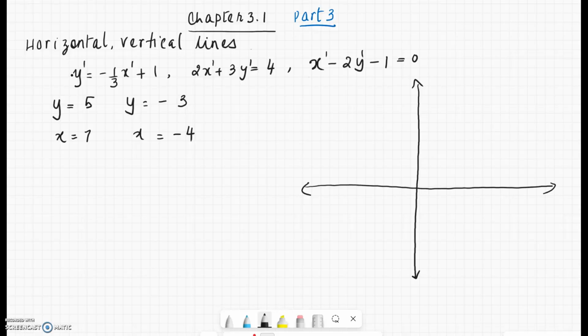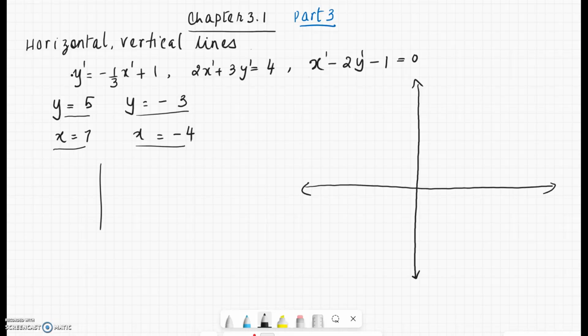In each of these, for example, look at y equals 5, the x is missing. Y equals negative 3, the x is missing. X equals 7, the y term is missing. And x equals negative 4, the y term is missing. Now let's try to graph each one of them.